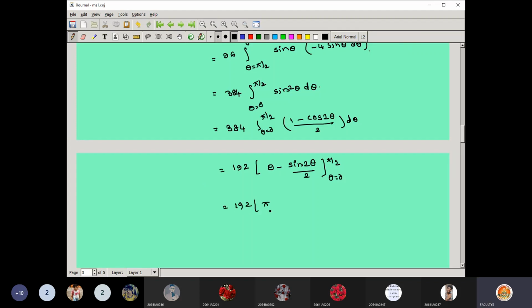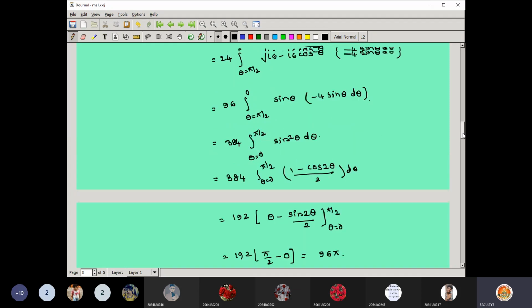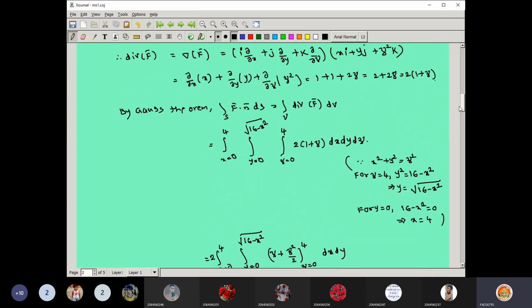So upper limit here it is pi by 2 minus sin 2 into pi by 2, which is nothing but, 2 to cancellation, sin pi value is nothing but 0. Similarly, when I go to the lower limit, that is totally 0. So 192 into pi by 2, or I can write directly 96 into pi. That is the final answer corresponding to the given problem. Just the only thing is a little bit of simplification.